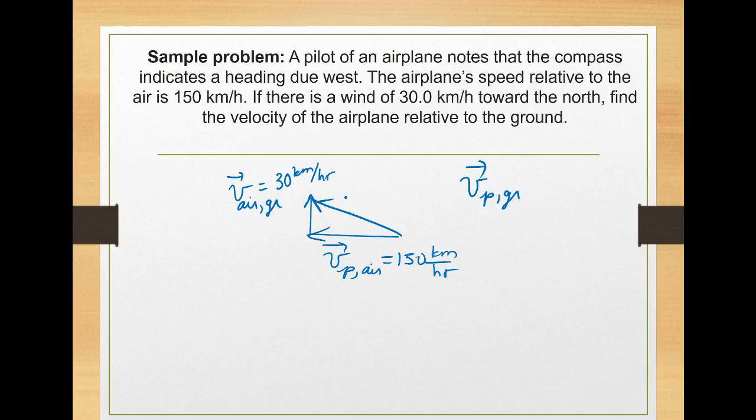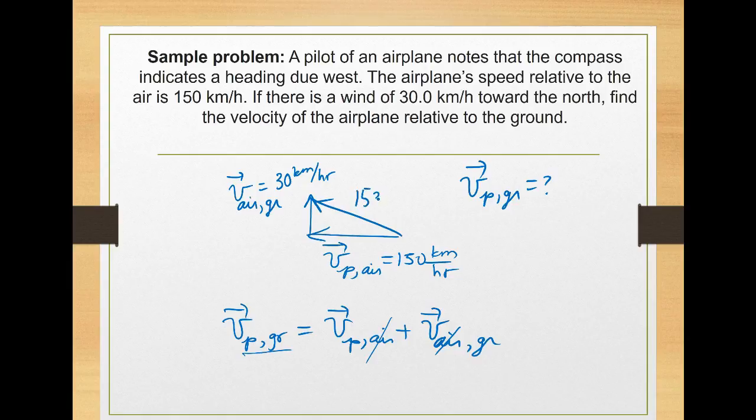So we're looking at finding this hypotenuse here, because the velocity of the plane relative to the ground is the vector sum of the velocity of the plane relative to the air plus the velocity of the air relative to the ground. You can see that this is what I was talking about, where those middle terms cancel out to give you what you want. So it's just the Pythagorean theorem, and we get about 153 kilometers per hour. And this angle right here is about 11.3 degrees north of west.